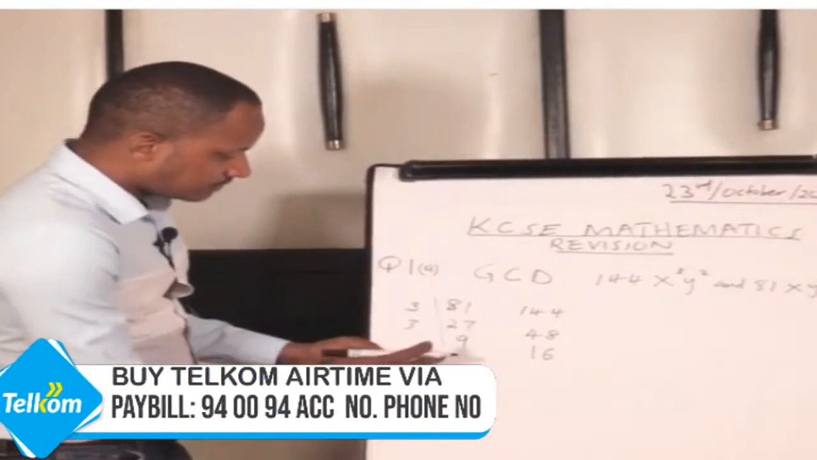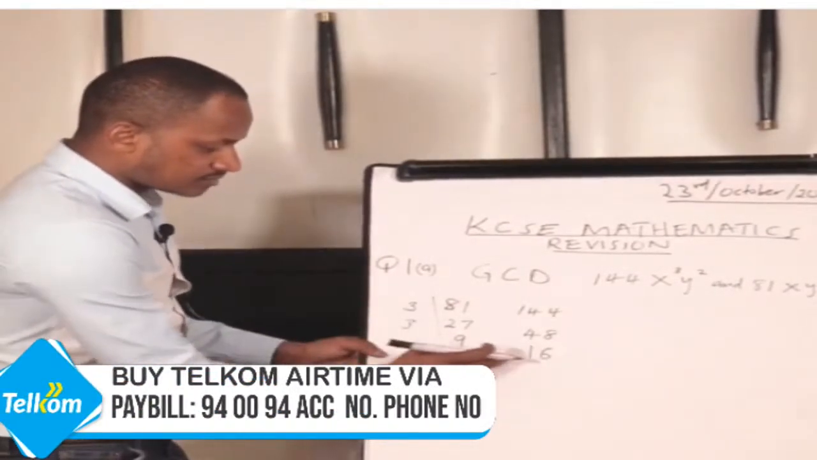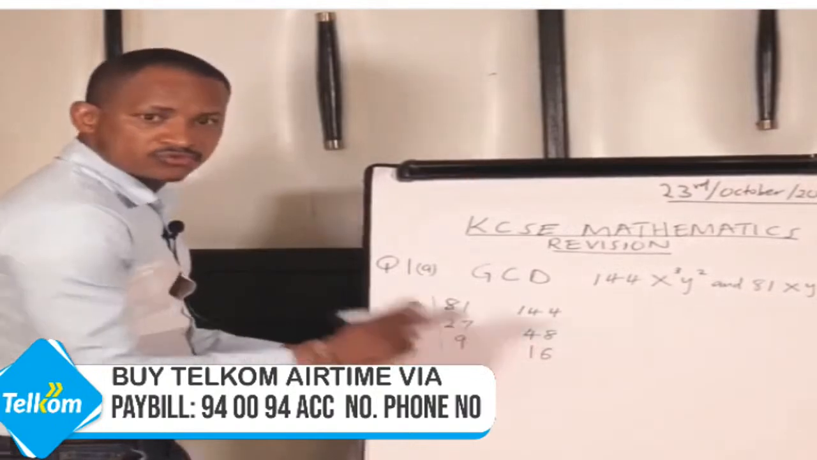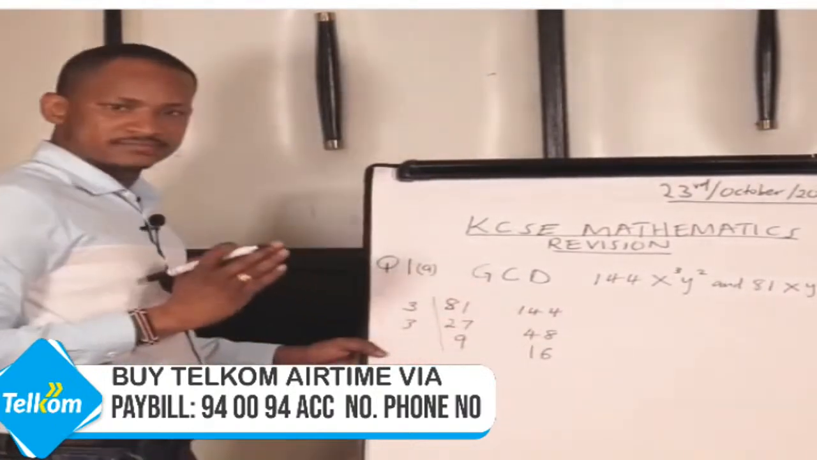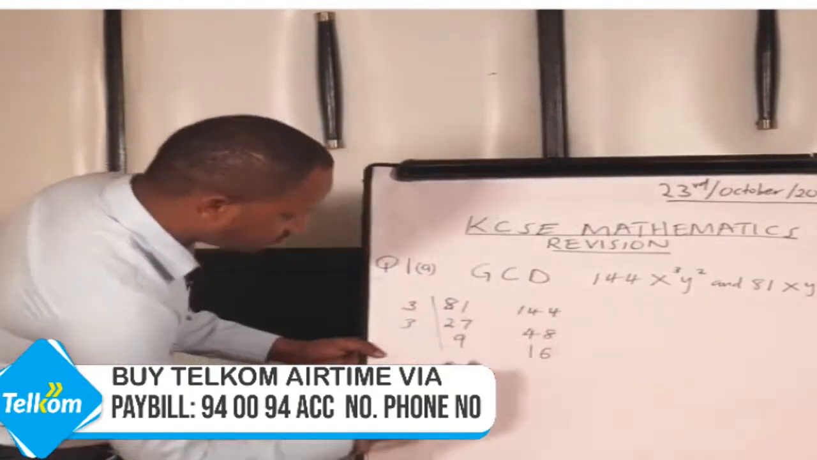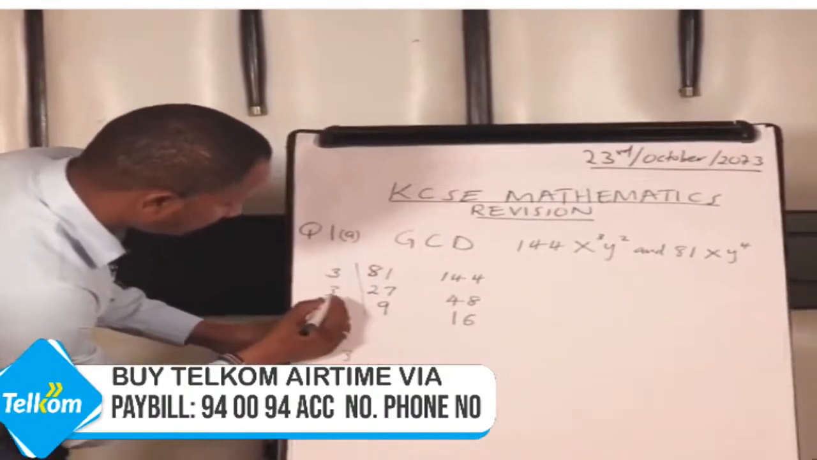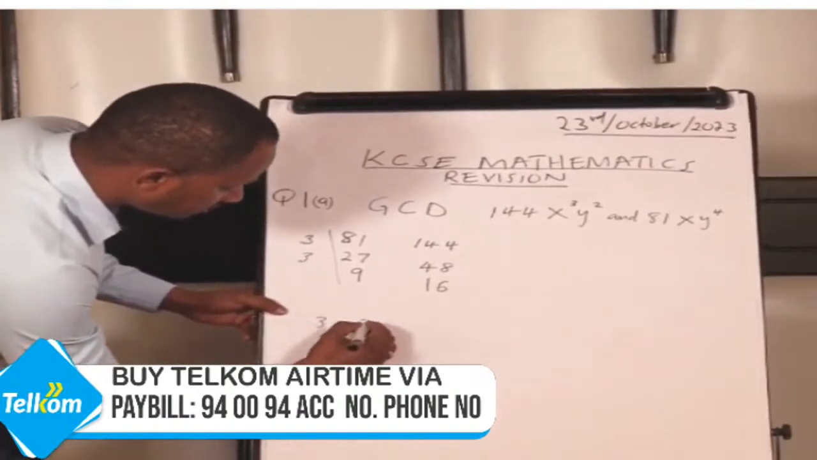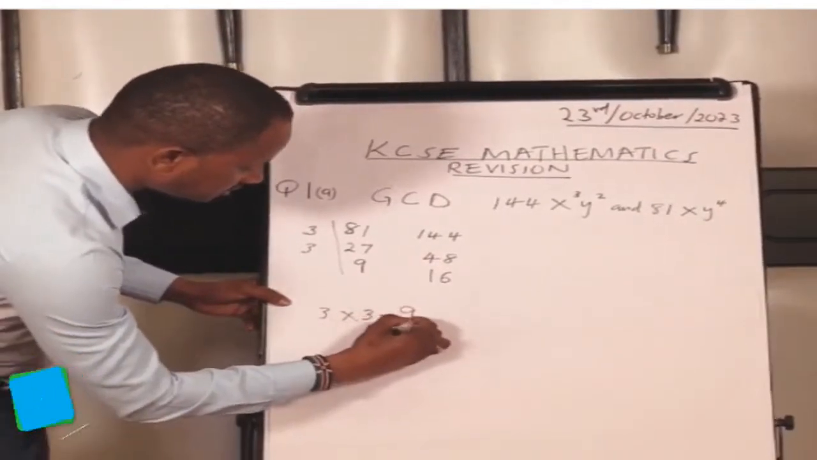So the GCD of these two numbers, already there is no number that can go into both without a remainder. So we leave it at that. So the greatest common divisor of 81 and 144 is 3 times 3, which is 9.